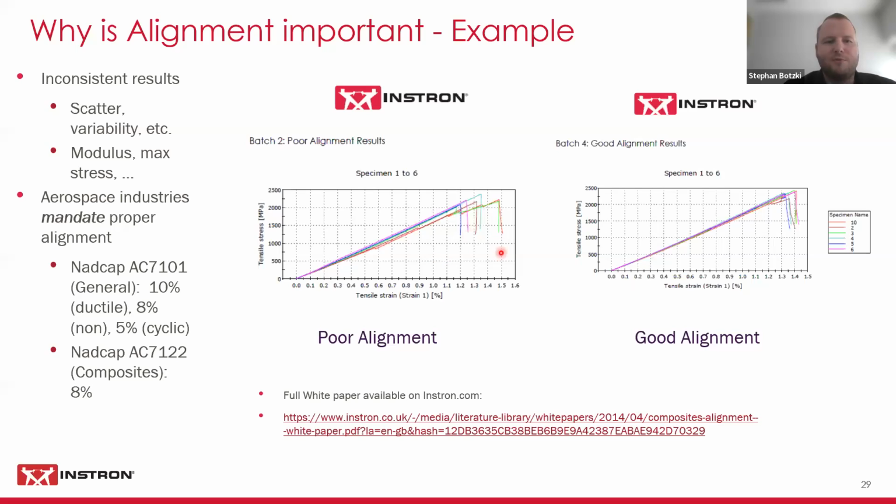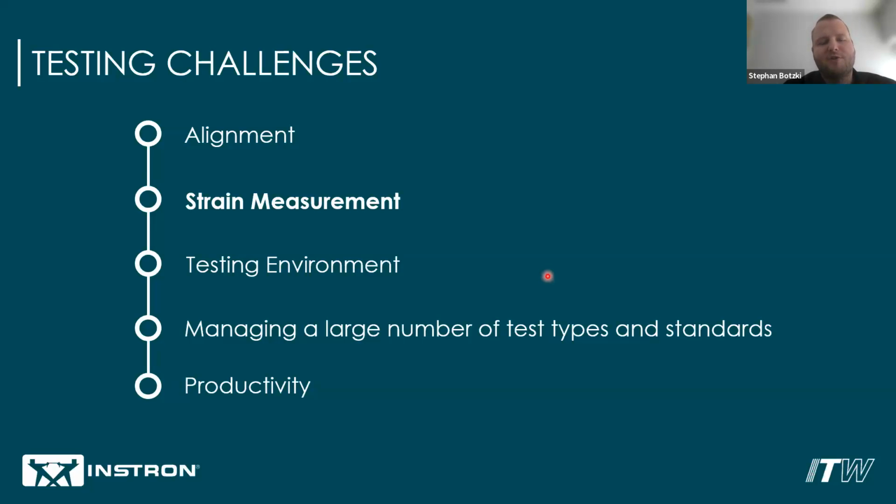The same is true for your modulus determination. You're going to have a much greater mean value if you test with poor alignment. At the same time, NADCAP just requires this. So if you need to conform to NADCAP, you have to make sure that you're within those bending requirements, which for static composite testing, which we're talking about today, is 8%. We have that white paper, which I think Martha has already shared with you, where you can look at these differences and why alignment is so important.